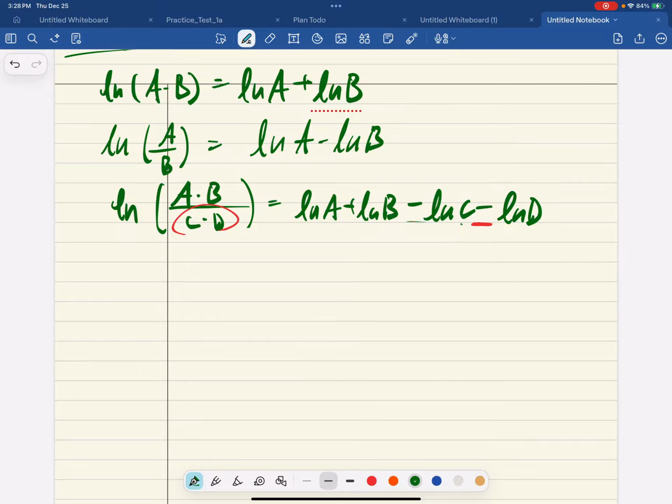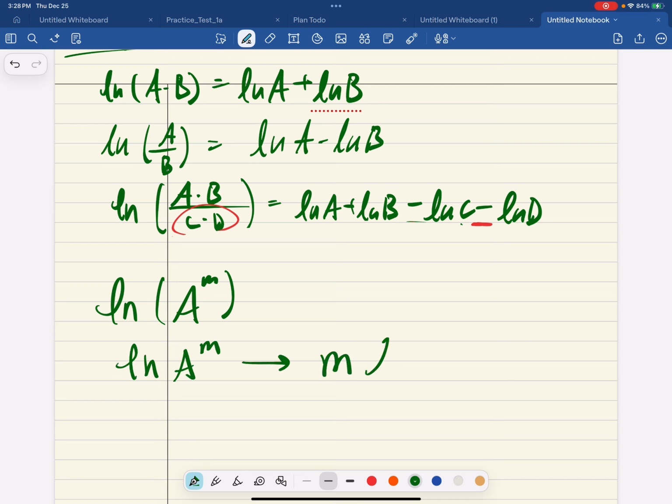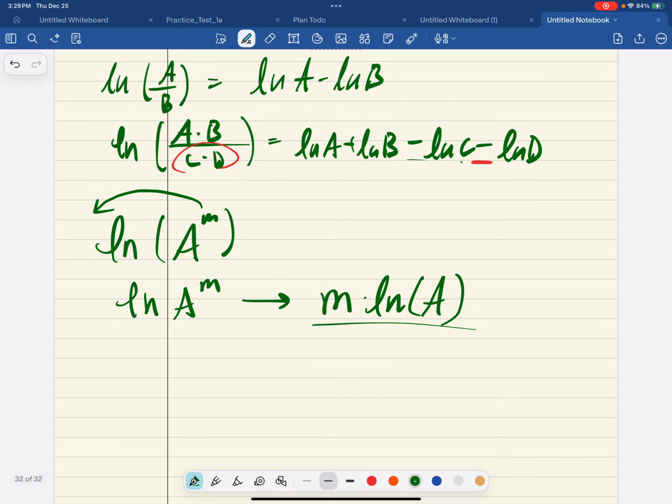Another thing, super important, is this. Or I should rather write it like that. It turns into simplification. It's not calculus here. It's just normal basic high school math. The exponent m can be brought to the front, and it's just m times ln of a, and this m can be anything. It can be a number, it can be an expression as well.